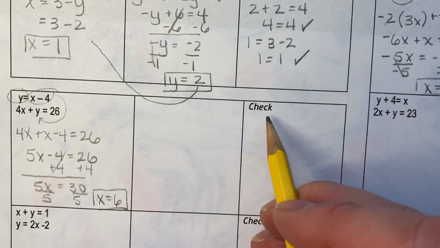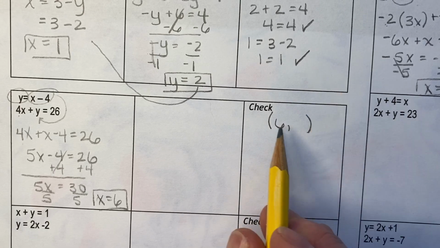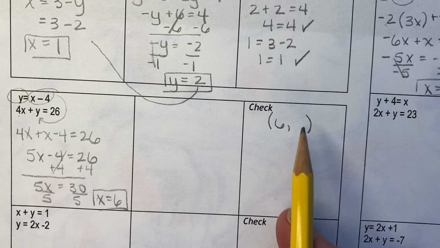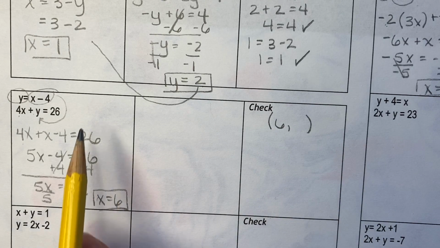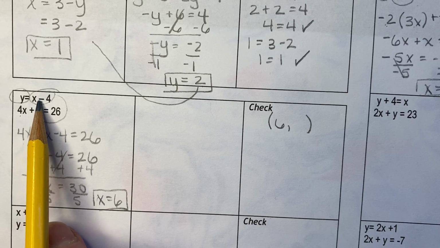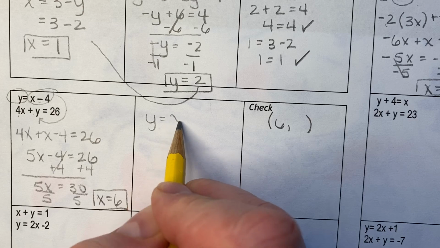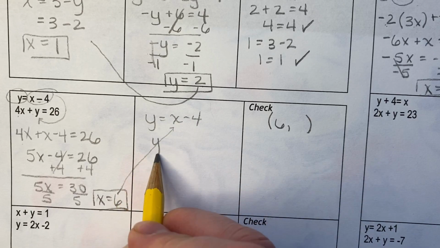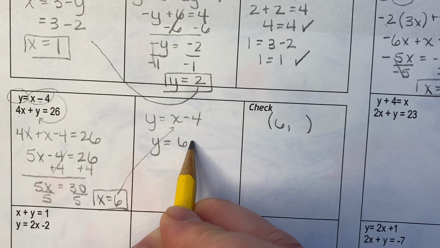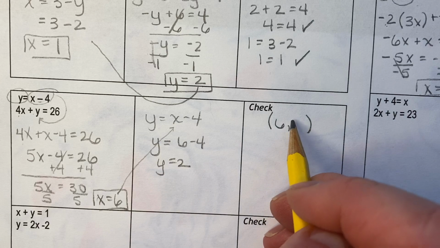Now, I know that the x value that is a solution of the system is 6, but I don't yet know what the y value is. So I can simply take this x equals 6, substitute it back in here, and figure out my y. So I have y equals x minus 4. So I'm going to substitute that right back in. I get y equals 6 minus 4, y equals 2.